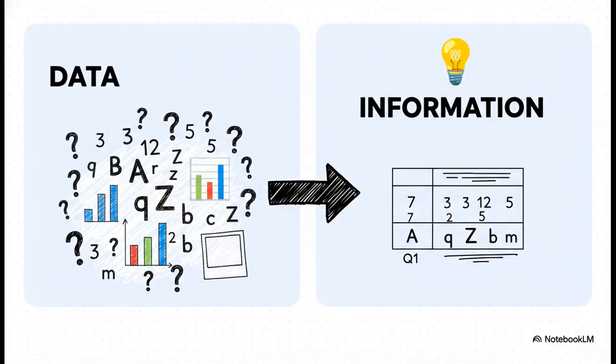Okay, first things first, and this is a big one for the exam, so listen up. You have to know the difference between data and information. Data, that's just the raw stuff, the random numbers, words, pictures. By themselves, they don't really mean anything. Information, on the other hand, is what you get when you organize that data into something useful, something that actually helps you make a decision.